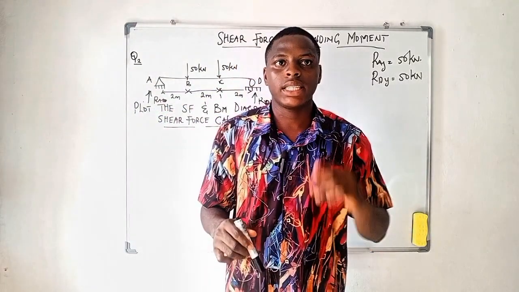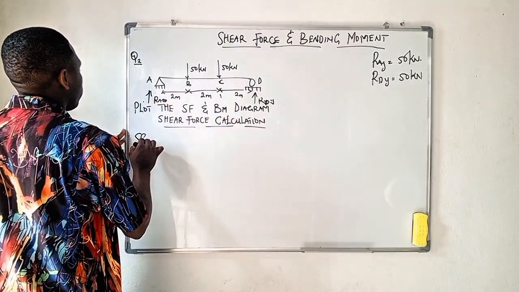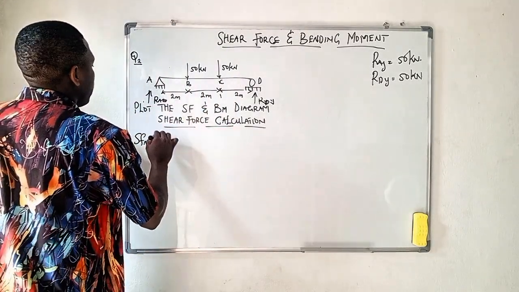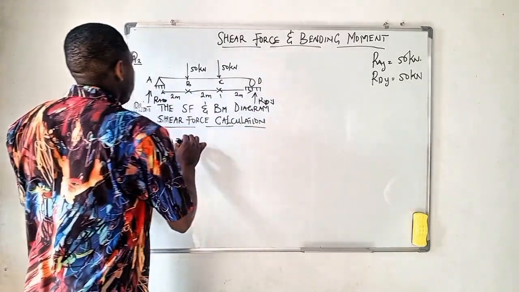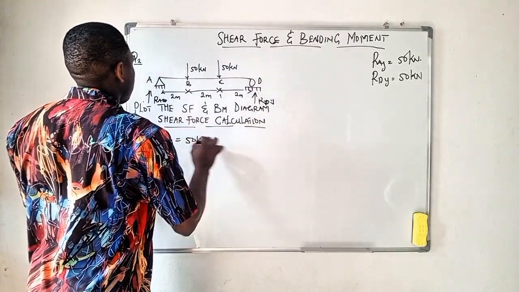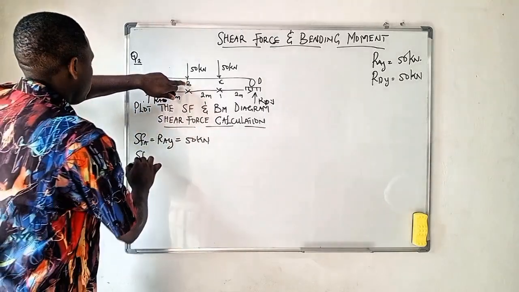So the shear force at point A, the concept is, you are standing at point A. What is the force you are seeing at that point? So we are seeing shear force at point A, we have RAY, which is equal to 50 kilonewton.